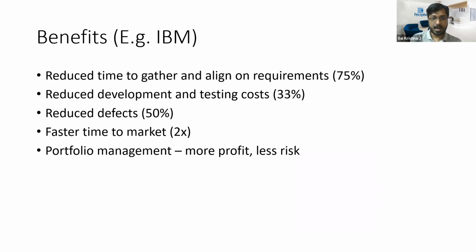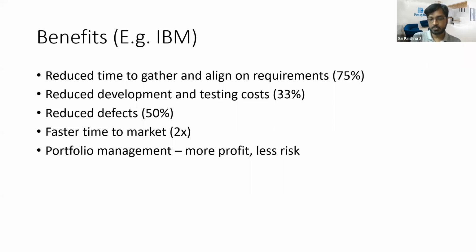And IBM has also implemented this design thinking philosophy in its project management practice. And these are the benefits that it has obtained. Reducing time to gather and align on requirements: they reduced this time by 75%, and reduced development and testing costs by 33%, and defects by 50%. So how do you get these benefits? For example, if you see defect reduction, you're already putting yourself into the shoes of the customer and looking at it from their perspective, right?